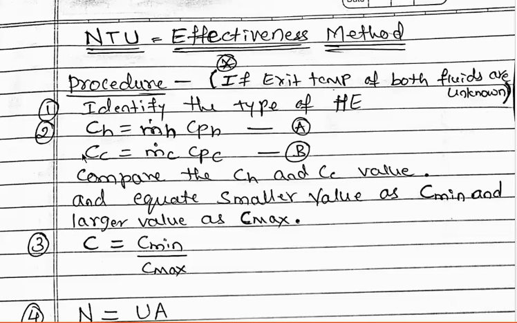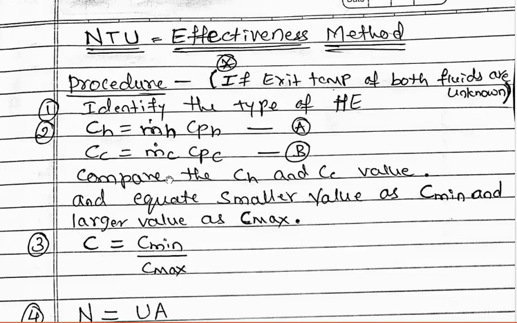Then similarly we need to calculate the heat capacity of the cold fluid. This heat capacity of the cold fluid is given by m dot c Cpc. The product of mass flow rate and specific heat will give the heat capacity of the hot fluid and the cold fluid. So identify these as A and B.